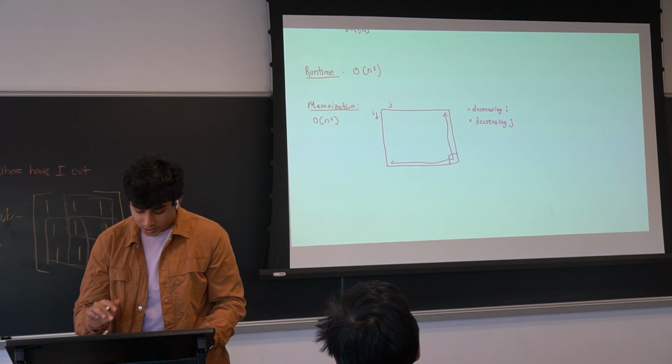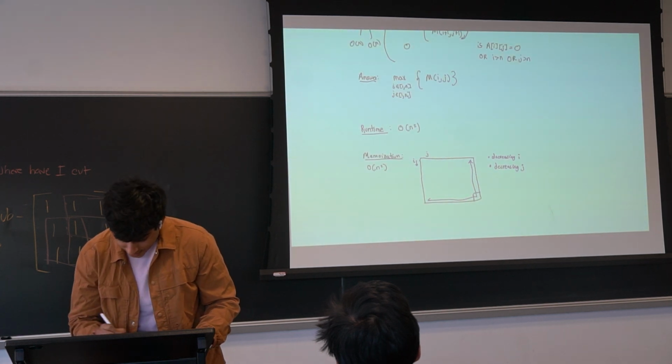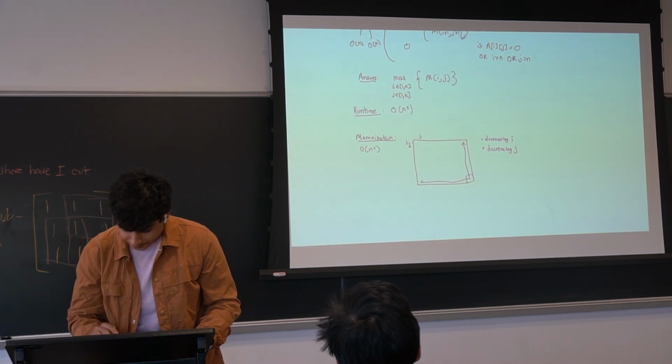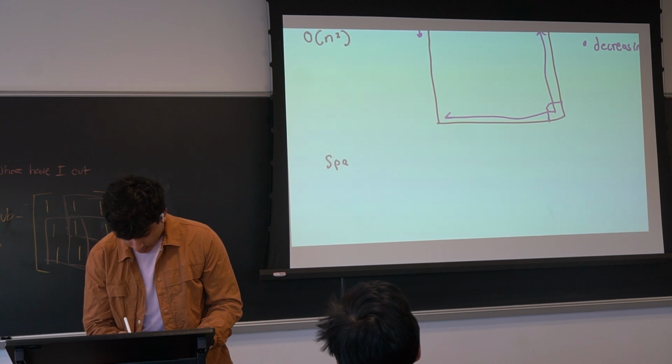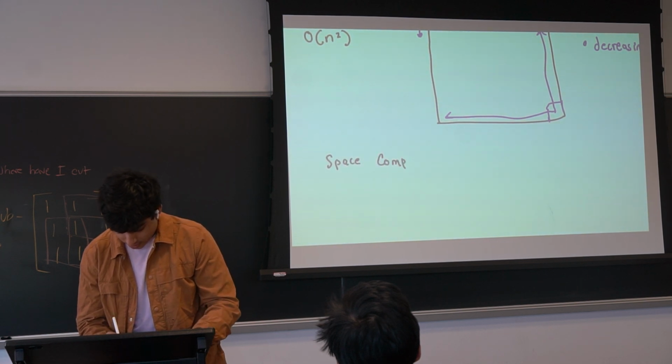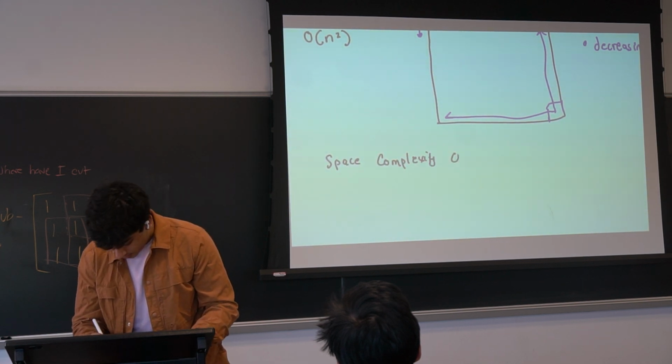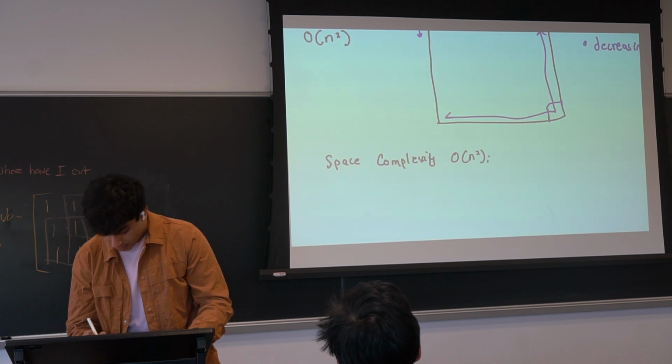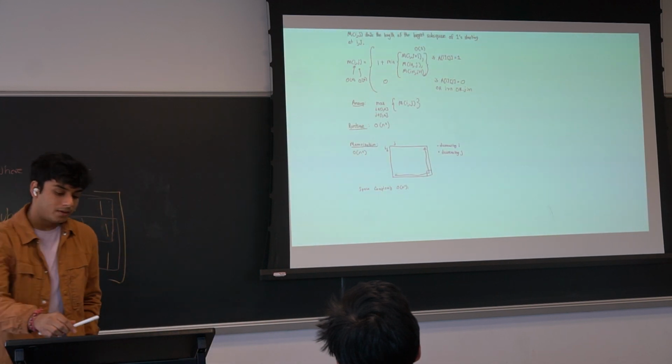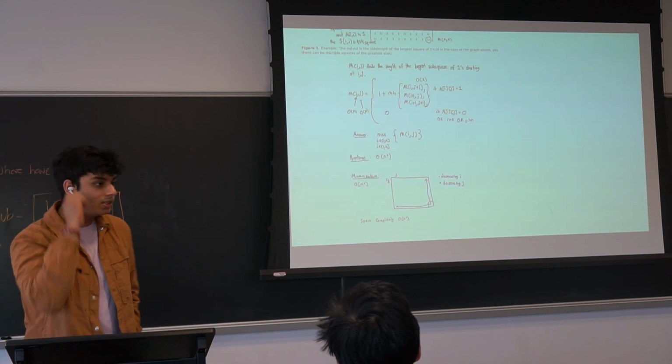So we have memoization, we have fill order, we have runtime, and we have space complexity is O of n squared. Okay. So questions about this so far?